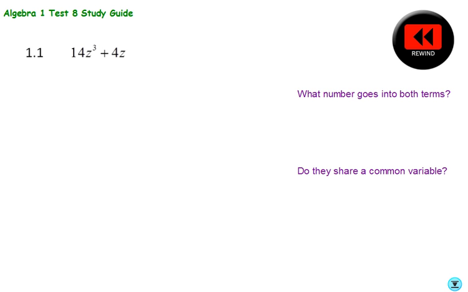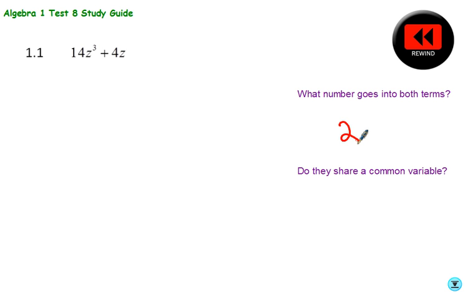Alright, so we'll go ahead and start off here with the first one. So you've got 14z cubed plus 4z. Again, the first question we're asking ourselves is what number goes into both terms? Well, if I ask myself what goes into 14 and 4, that would be a 2.